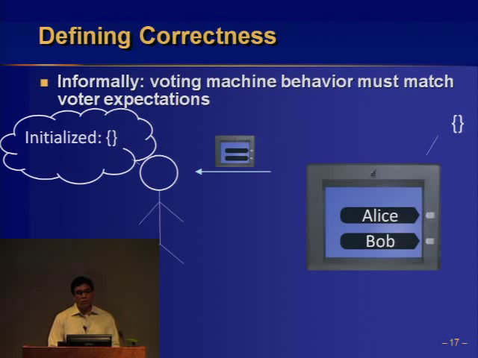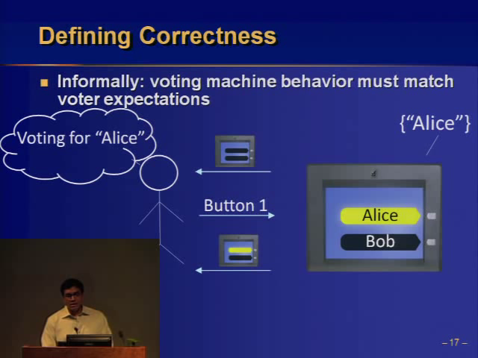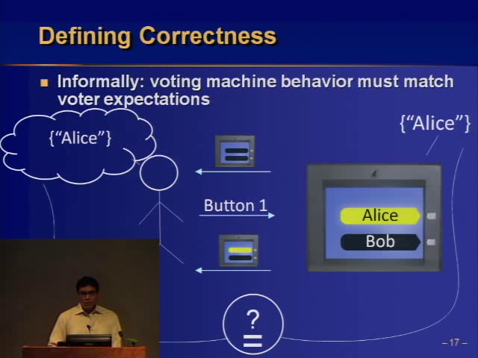Then the voter presses the first button, and the intention is that they're voting for Alice. You would expect that the voting machine internally updates its state to record the vote for Alice, but it also shows that on the screen by highlighting the button for Alice. Now, looking at that screen, the voter receives feedback that the machine has indeed recorded the vote for Alice. What we really want is that the state in the mental model of the voter should match the state inside the machine itself.